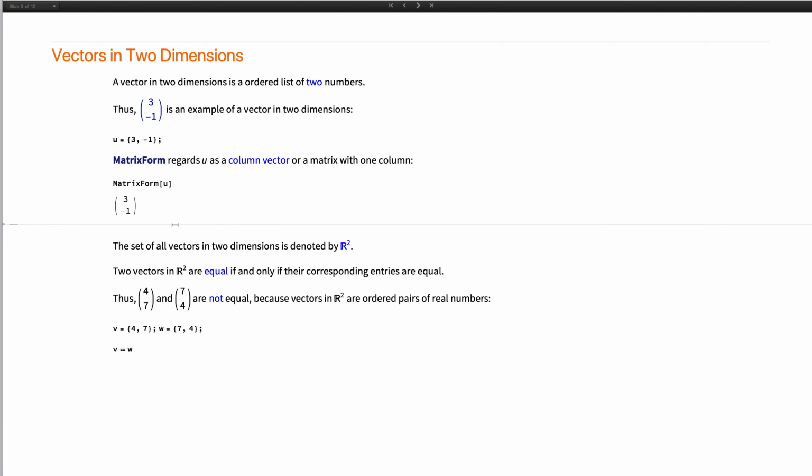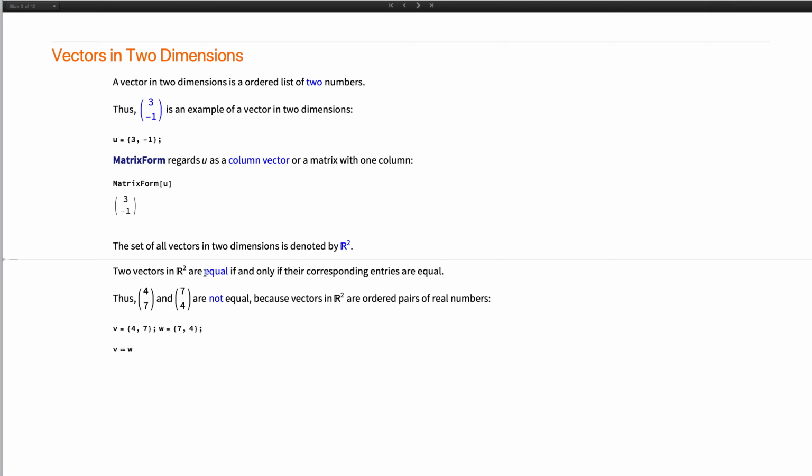So they are column vectors, and if you put them all together, then the set of all vectors in 2 dimensions has got a special notation. It's called R2, that is written as double struck capital R. It's a special symbol, a mathematical symbol, which is worth knowing.